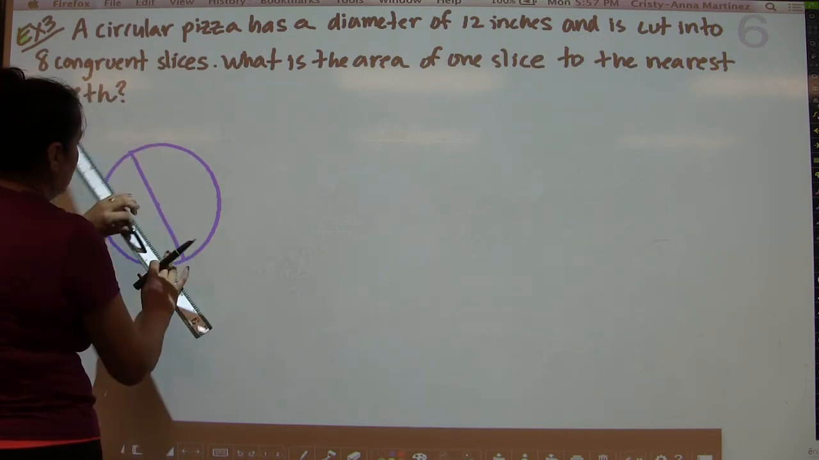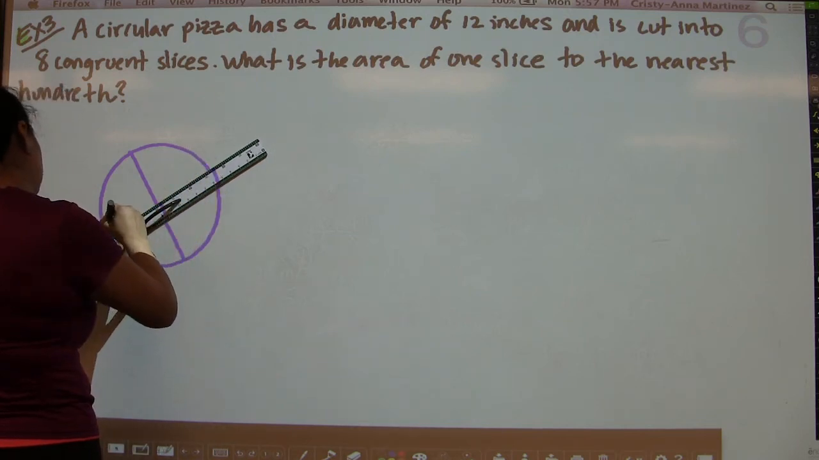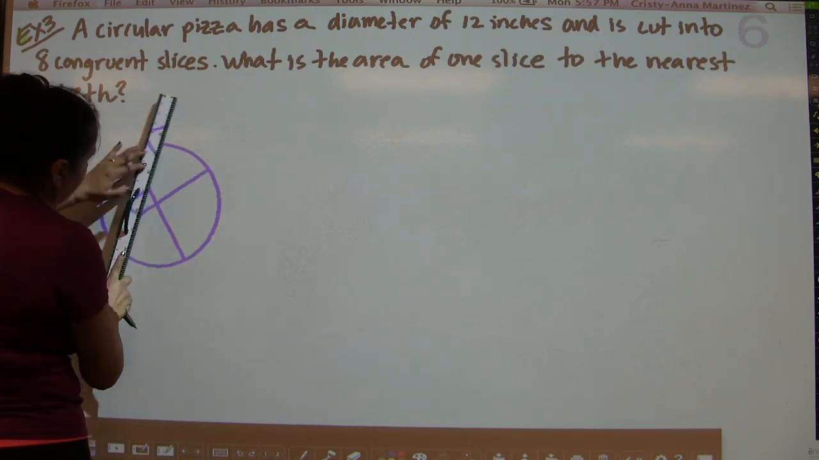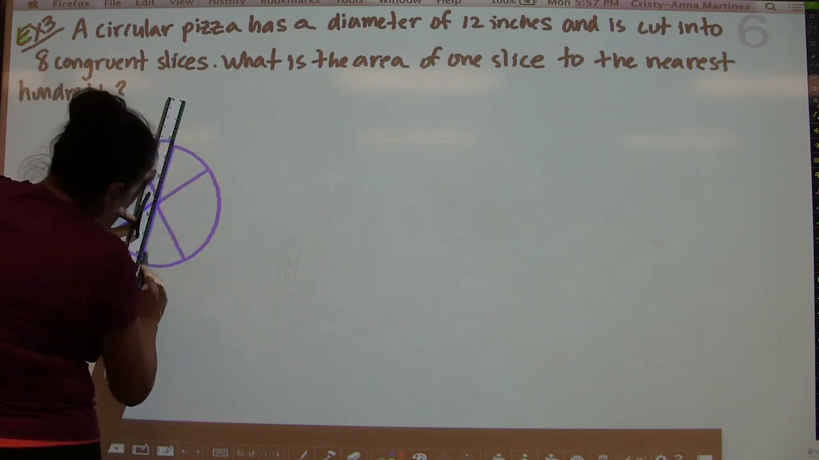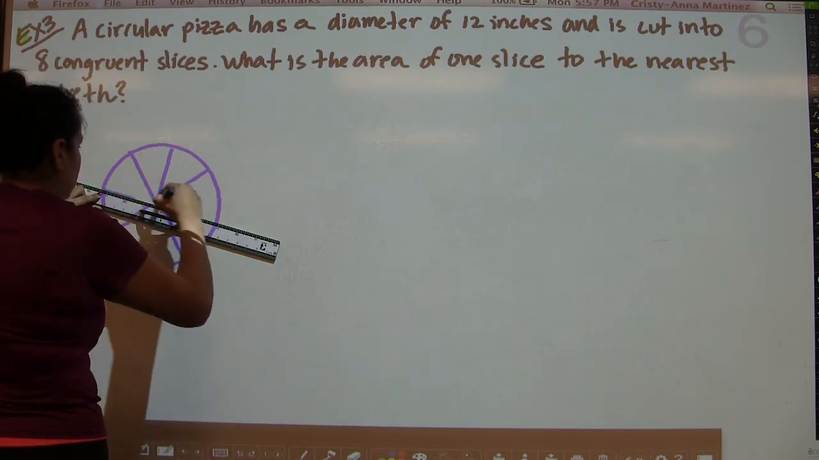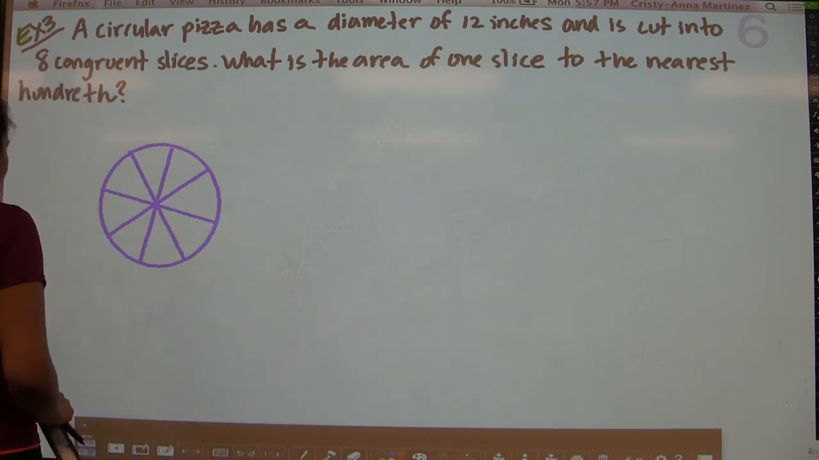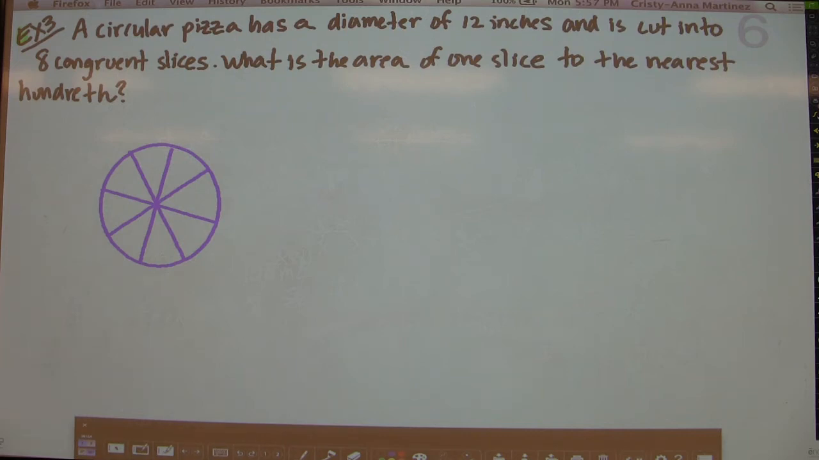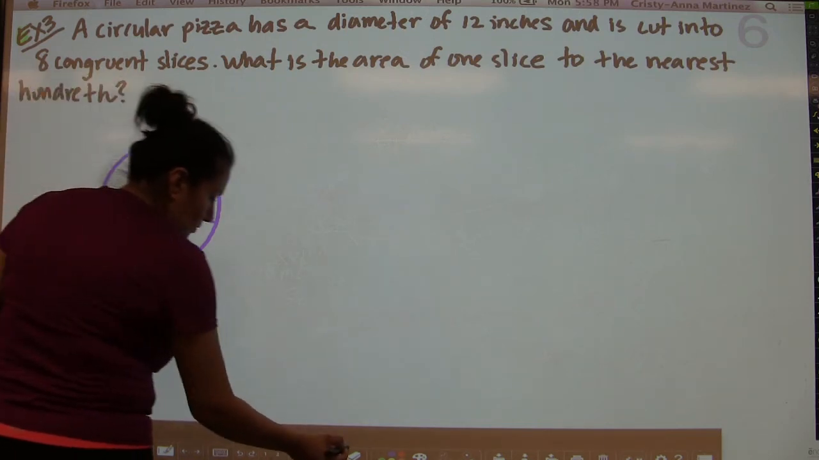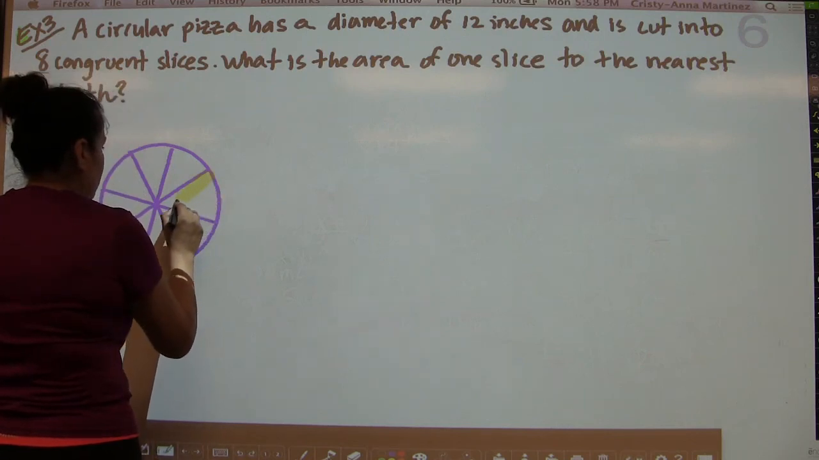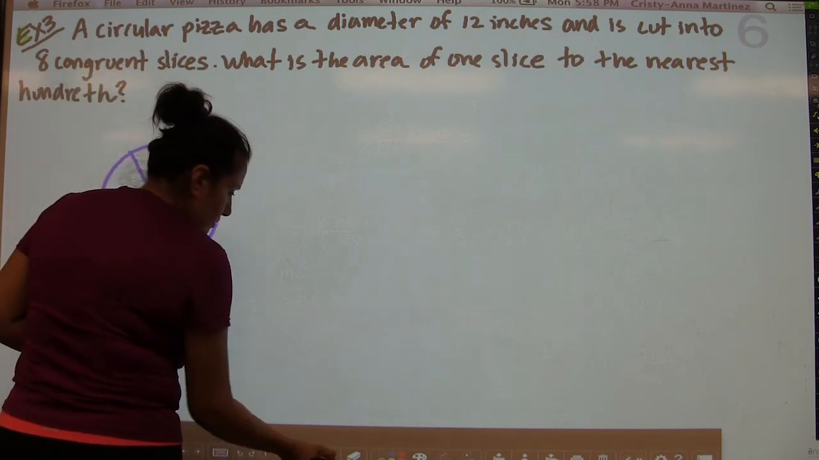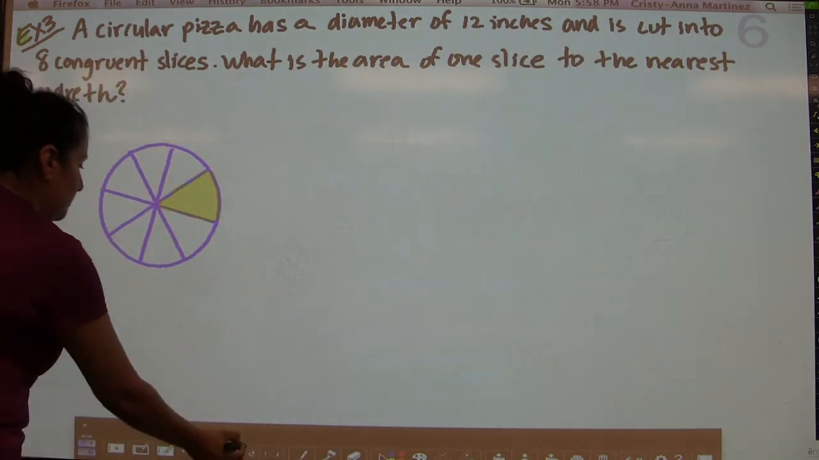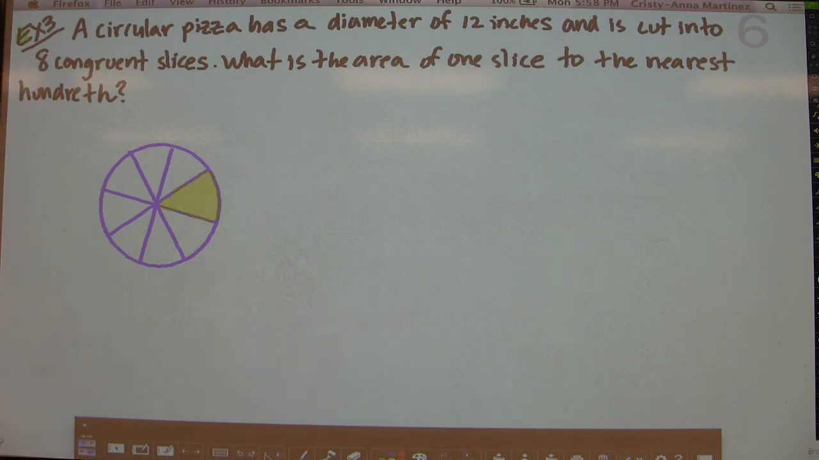So 1, 2, that's 4, 5, 6, 7, 8. So now you have 8, hopefully, congruent slices. I try to get them to look as congruent as possible. And then they want you to figure out what the area of only one of those sectors is, or one of those slices. So basically you're looking for a sector here.